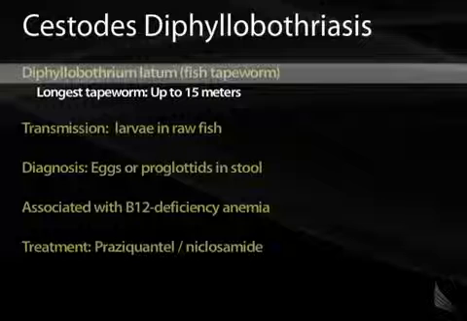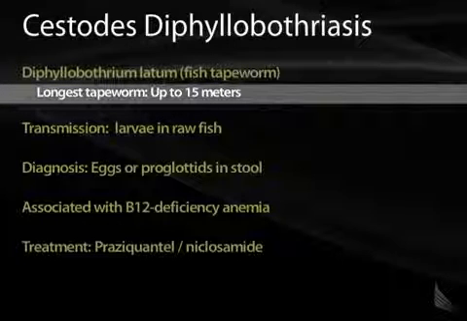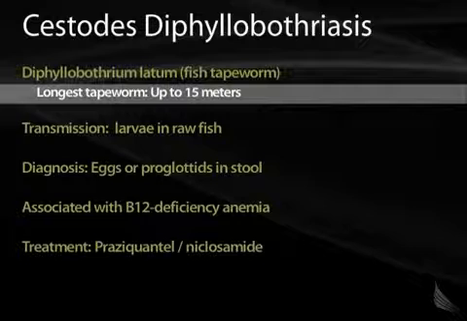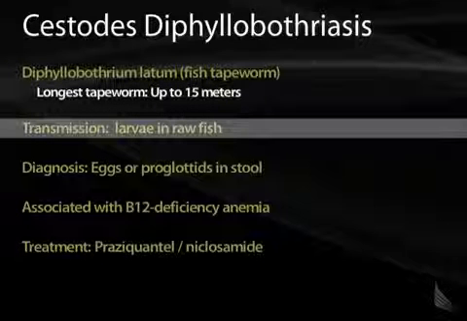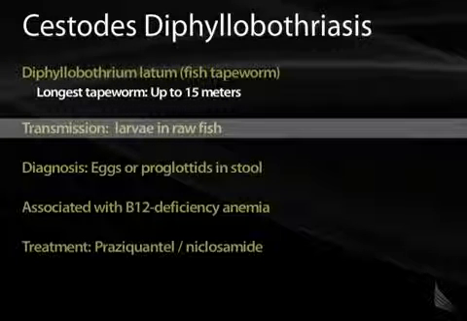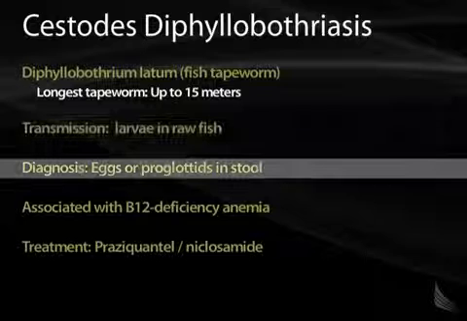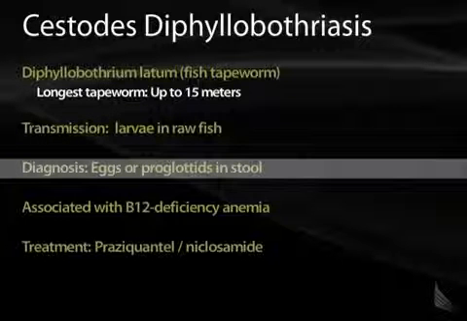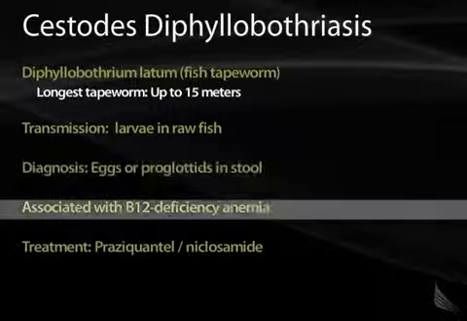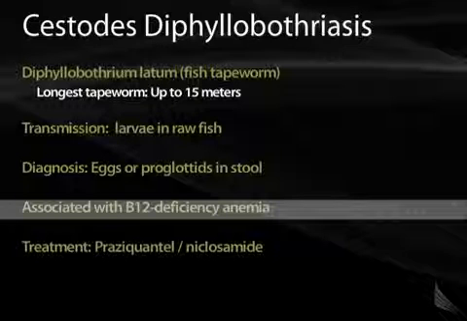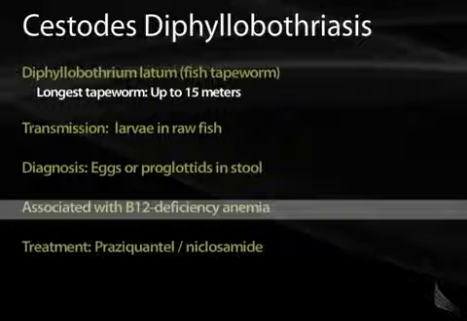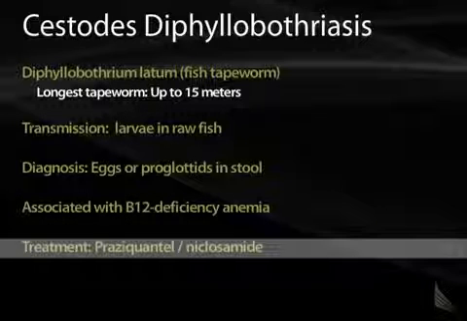Diphyllobothrium latum is the fish tapeworm. It's the longest tapeworm, and it can grow up to 15 meters long. We get it from eating the larvae in raw fish. It's diagnosed by finding the eggs or the proglottids in our stool, and it is associated with B12 deficiency anemia. This is something that's often tested on Step 1. Remember, Diphyllobothrium latum, fish tapeworm, B12 deficiency anemia. Again, like with the other tapeworms, we treat it with praziquantel and niclosamide.